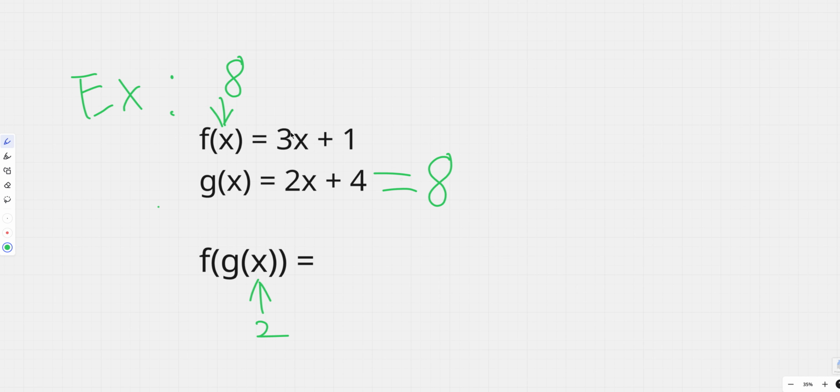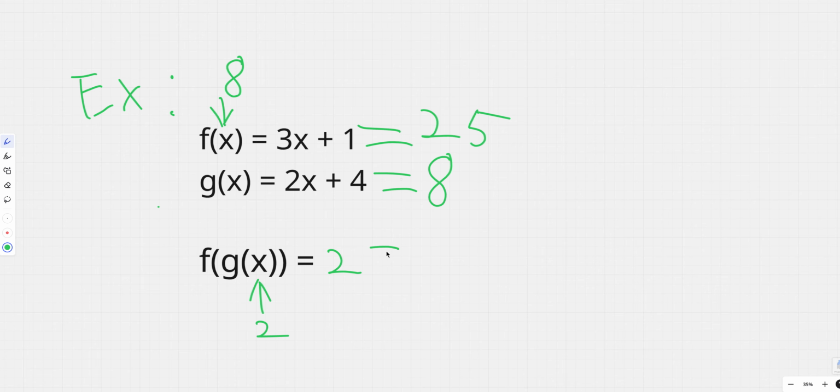So the output is 25. The output of f of g of x is 25.